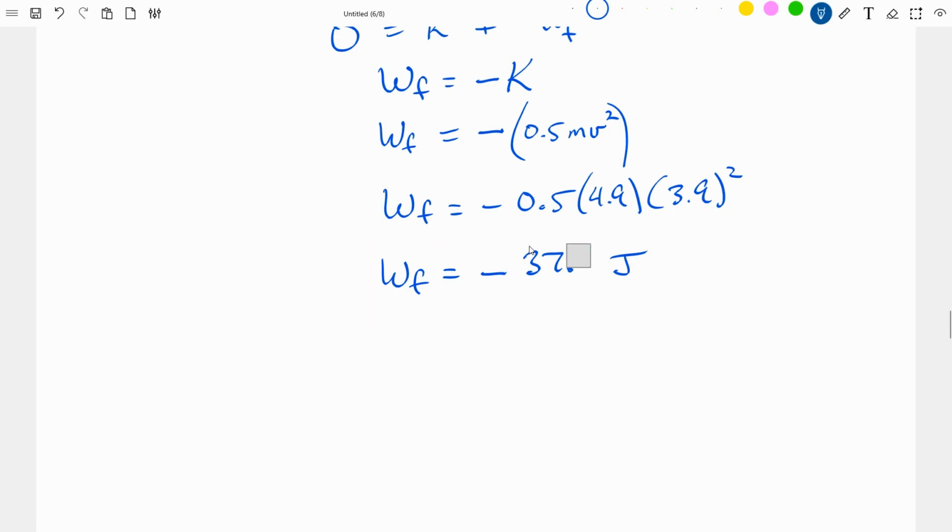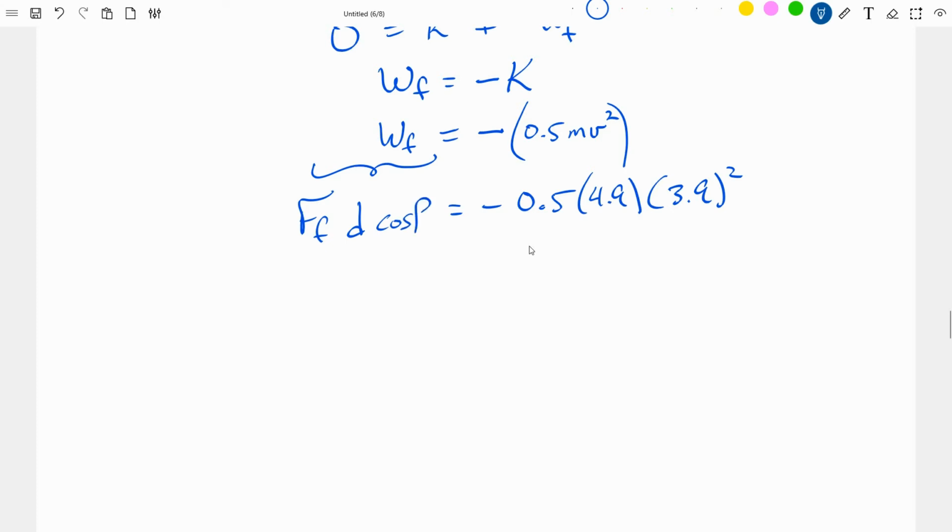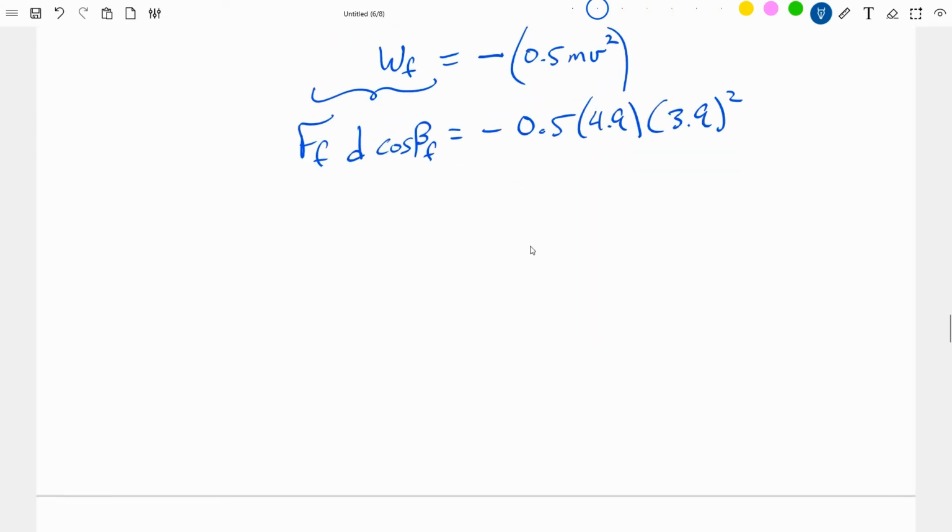So it's probably easiest to just go back a little bit. Let's go back to this stage here. Everything that I wrote to this point, I think is still fine. So let's just slip this in. The work done by friction can itself be calculated as the force of friction times the distance moved multiplied by the cosine of the angle as it pertains to friction. Okay, so there's the distance that we're looking for.